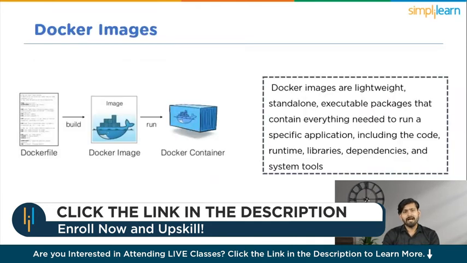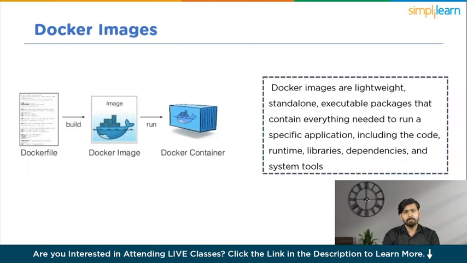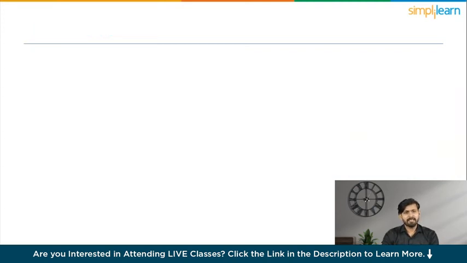Guys, Docker images are lightweight, standalone, executable packages that contain everything needed to run a specific application, including the code, runtime libraries, dependencies, and system tools. Images are created using a Dockerfile, which specifies the instructions for building the image layer by layer. Images can be shared and distributed via Docker Hub or private Docker registries. Now, let us understand containers.